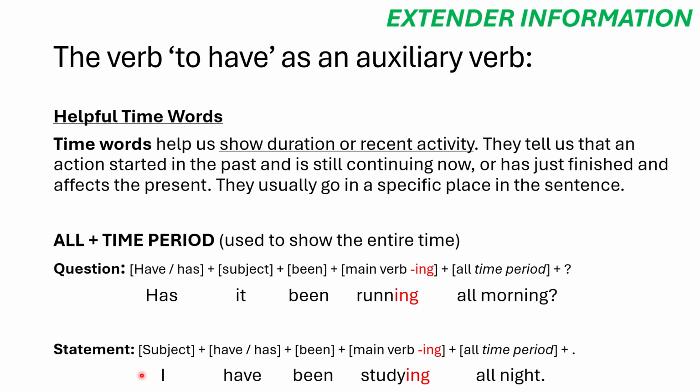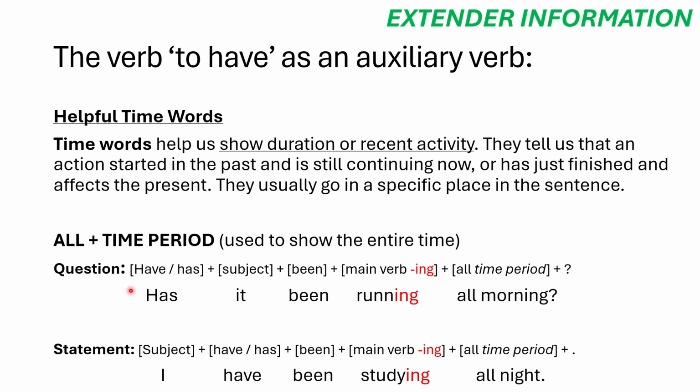Time words help us show duration or recent activity. They tell us that an action started in the past and is still continuing now, or has just finished and affects the present. They usually go in a specific place in the sentence. All plus time period is used to show the entire time.